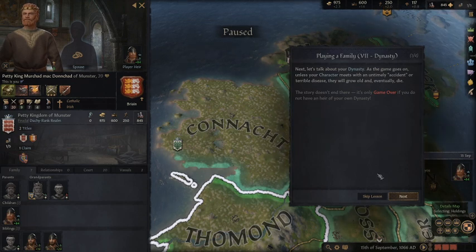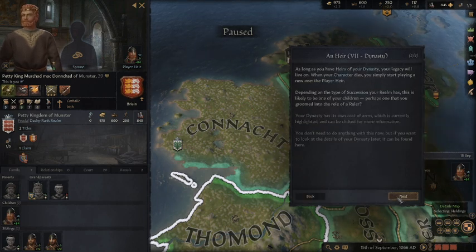Now let's talk about your dynasty. As the game goes on, unless your character meets it with an untimely accident or terrible disease, they will grow old and eventually die. The story doesn't end there. It's only game over if you do not have an heir of your own dynasty. Just like in the previous game. As long as you have heirs of your dynasty, your legacy lives on. When your character dies, you simply start playing a new one.